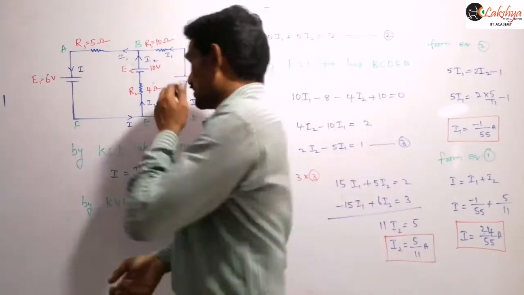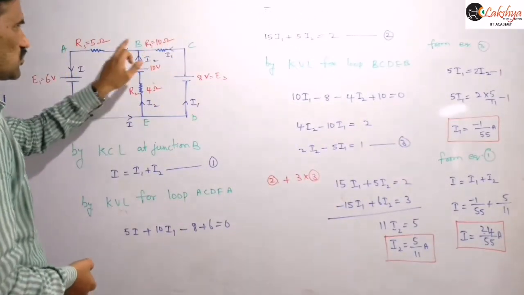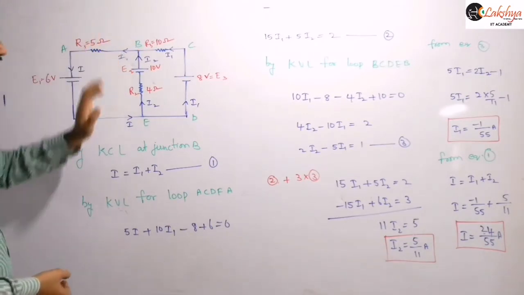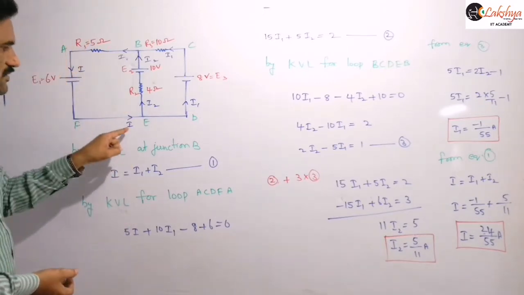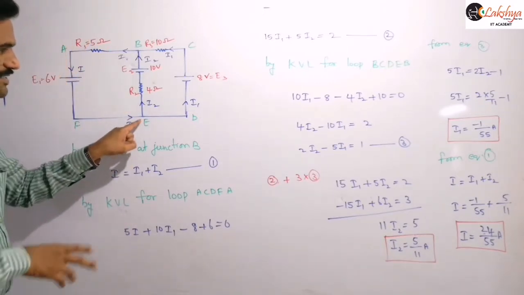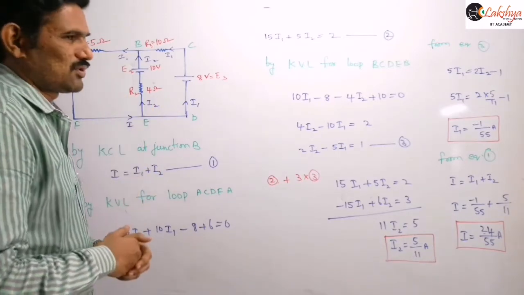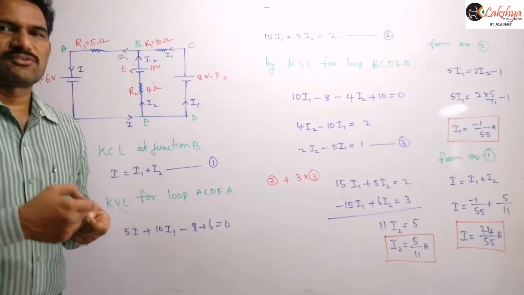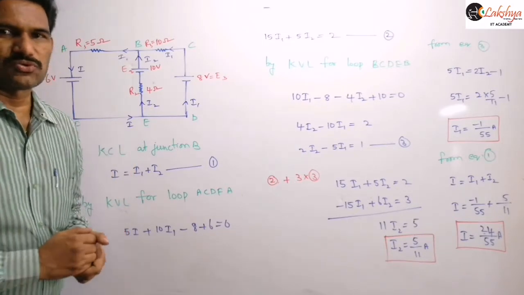Based on this, I am assuming this is I1, the current coming from this, and I2 is the current coming from this. At this junction they are joining, so I am taking this current as I, right? This I current is flowing like this. At this junction it again divides, and I2 will flow like this and I1 will flow like this. As I said, whatever variable you take from the positive terminal of the battery, the same variable of current should enter into the negative terminal of the battery.